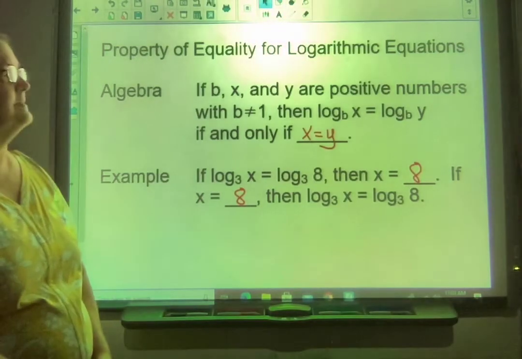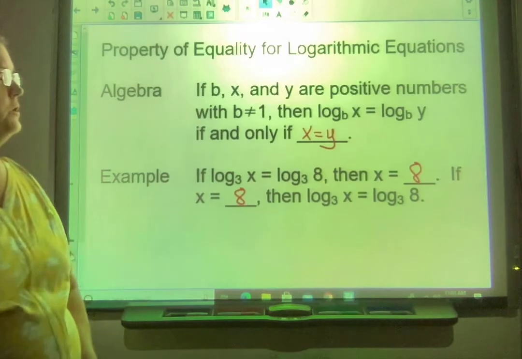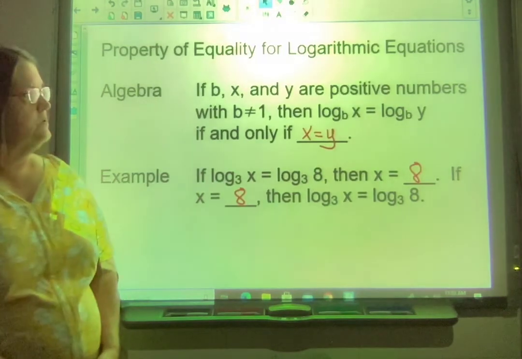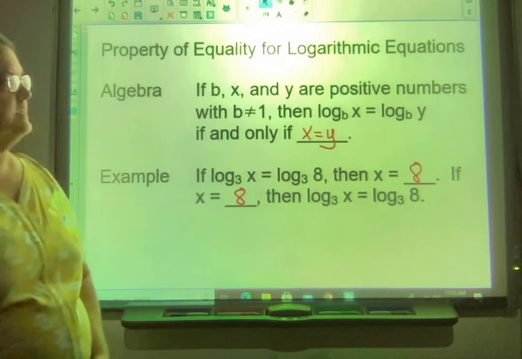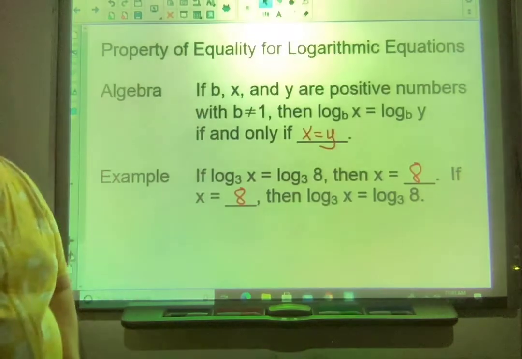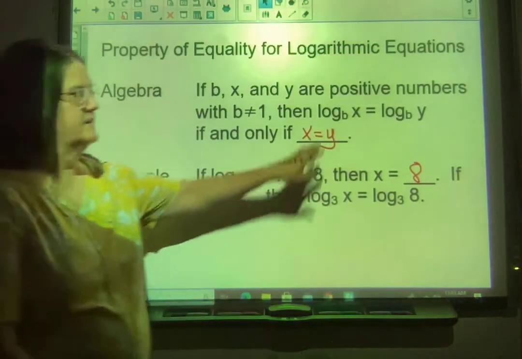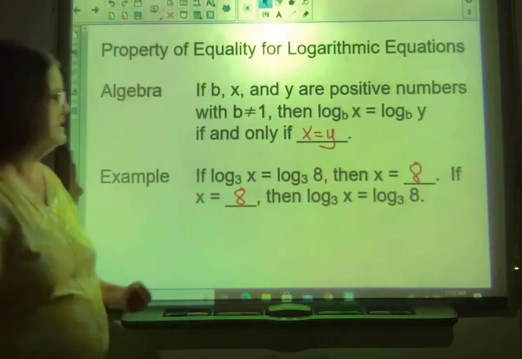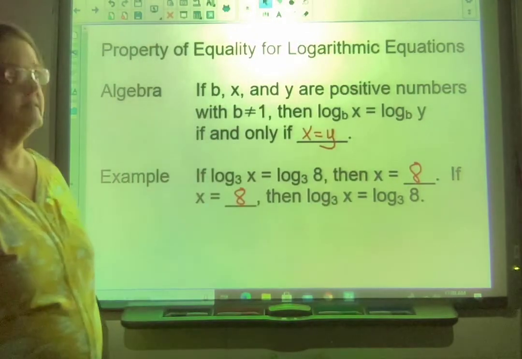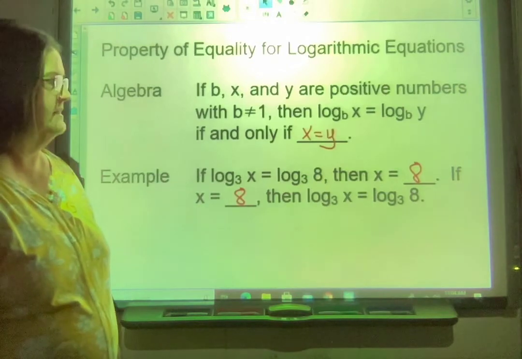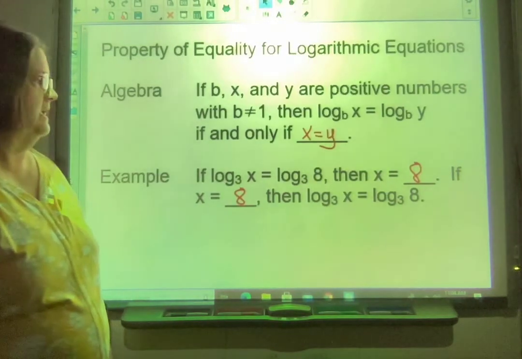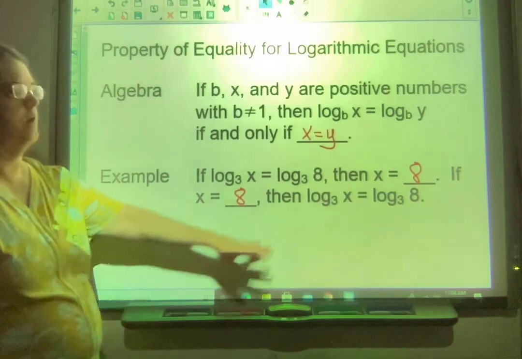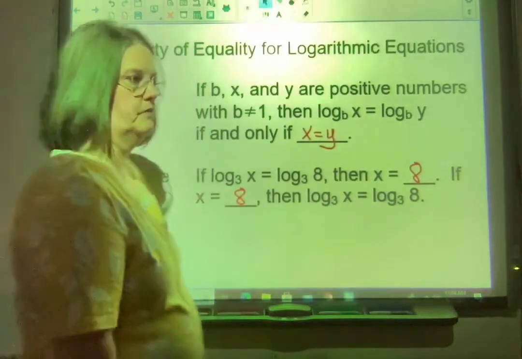If b, x, and y are positive numbers, with b not equal to 1, then log base b of x equals log base b of y if and only if x is equal to y. Obviously, they have the same base, so if x equals y, then good. Here's an example. If log base 3 of x is equal to log base 3 of 8, then x is equal to 8. If x equals 8, then log base 3 of x equals log base 3 of 8.